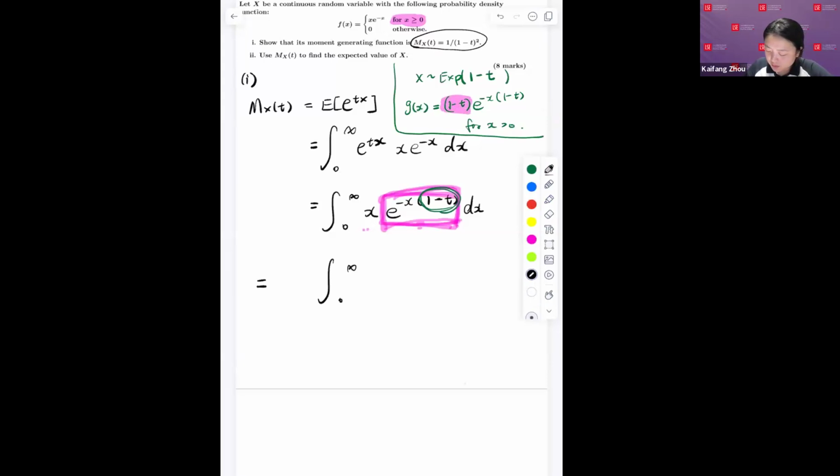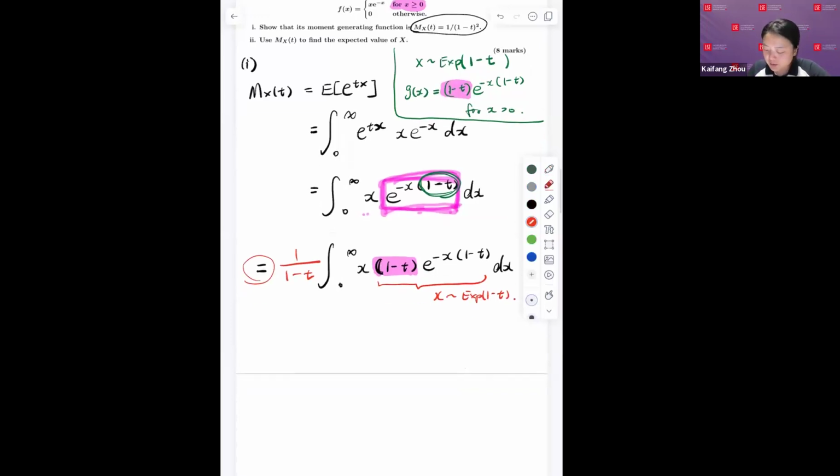I'm going to introduce this term inside the integral: (1 minus t) e to the power minus x(1 minus t) dx. So this is the additional term I introduced, 1 minus t, and this whole thing here will give me x following the exponential distribution with the parameter equal to 1 minus t. Since I introduced this additional term, but I want to keep the equality sign holding, I need to divide by this term as well. So we divide by 1 minus t.